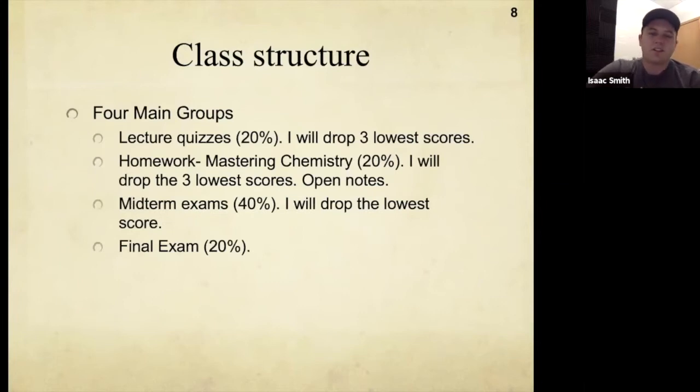So for the class structure, this is it pretty much. I tried to keep it simple. Like I said, there's 4 different groups of grading. So we have the lecture quizzes, which is 20% of your final grade. And those are just the quizzes that say, did you watch the lecture? So if you watch all the lectures on time, you'll get 20% full credit. And if you miss 3 for some reason, you're traveling or something happens, I'll drop the 3 lowest scores. And then you have your homework, which is the Mastering Chemistry, which is another 20% of your final grade. And again, I drop the 3 lowest scores.